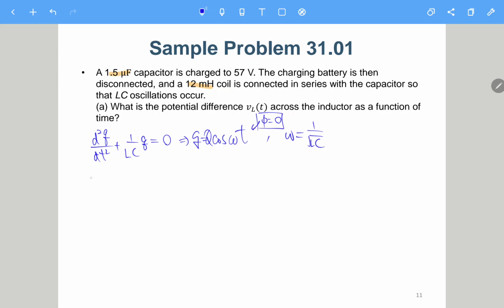Actually Q equals C times V. C is here 1.5 times 10 to the negative 6, and V is 57 volts. So times 57, this is actually 8.55 times 10 to the negative 5 coulomb. Okay, so we know this value.